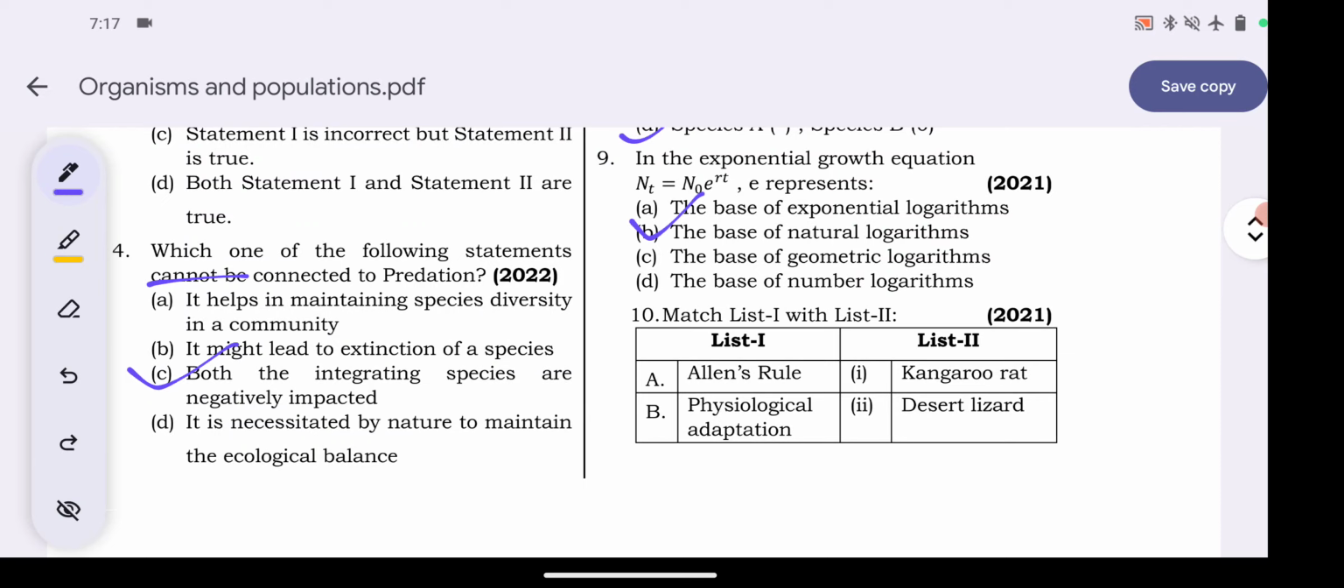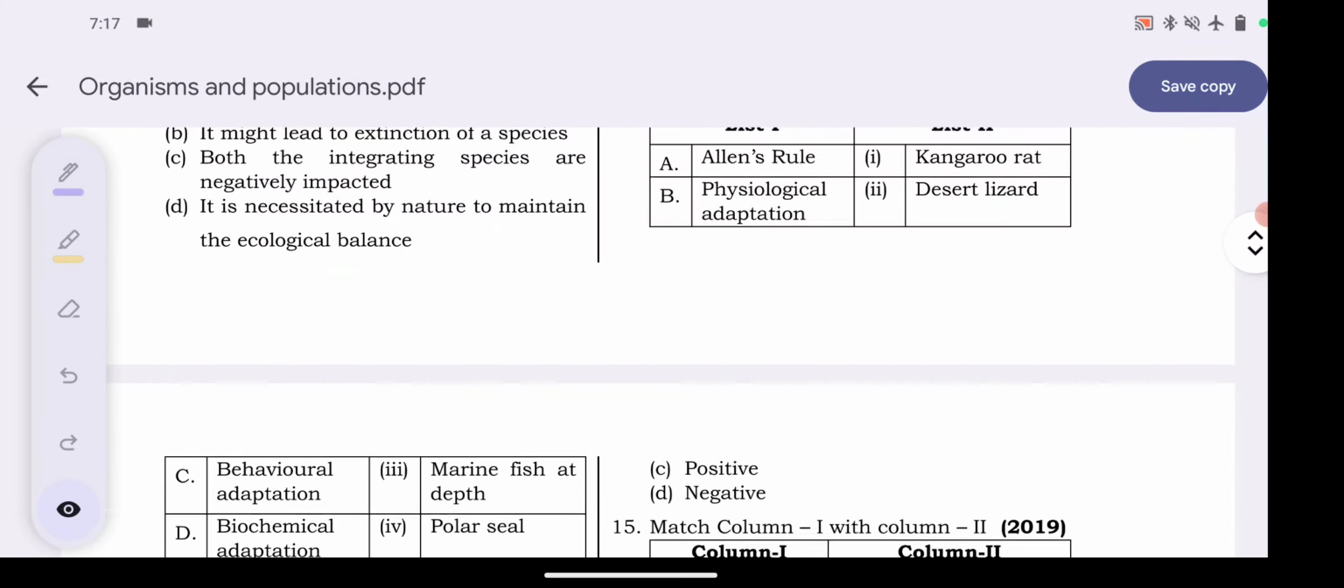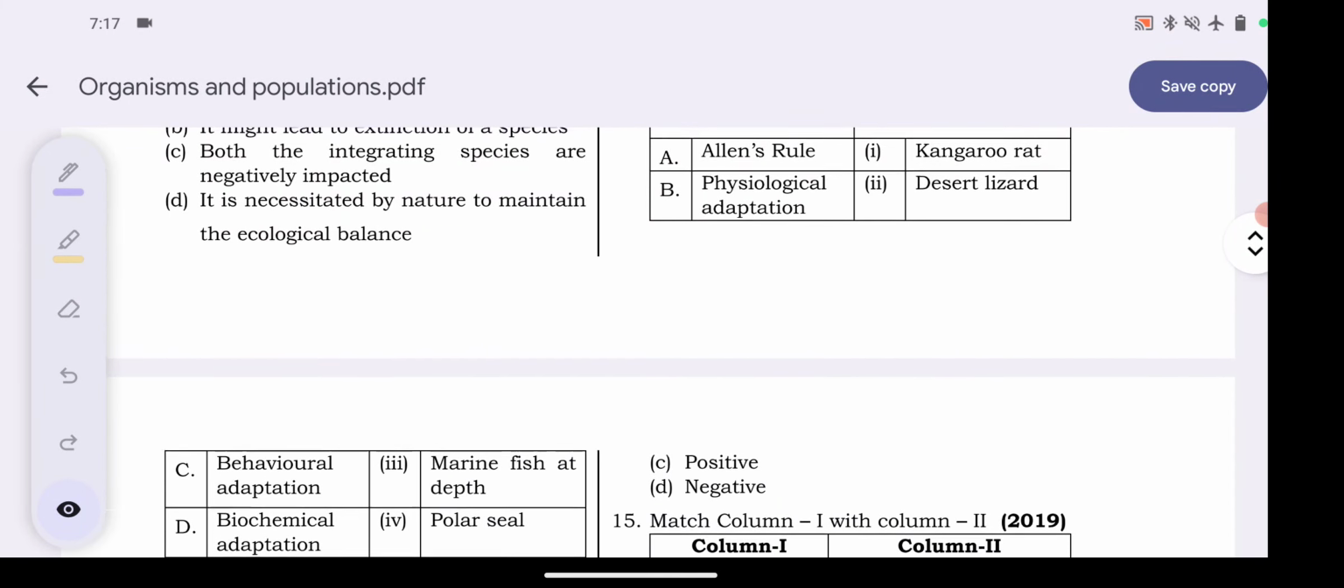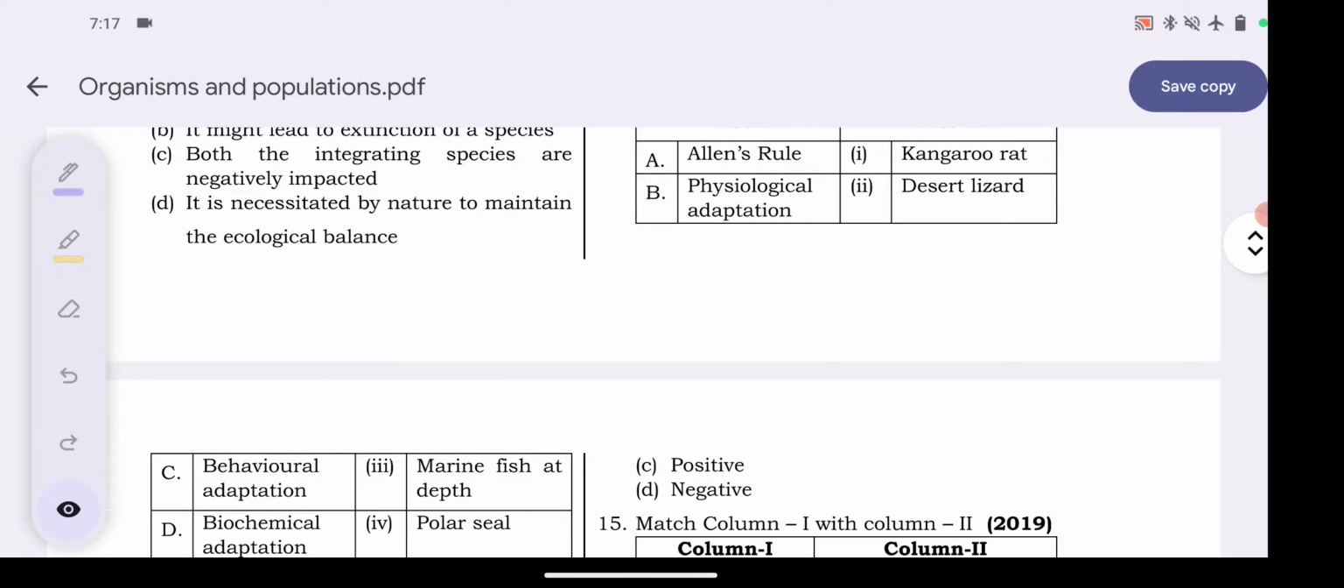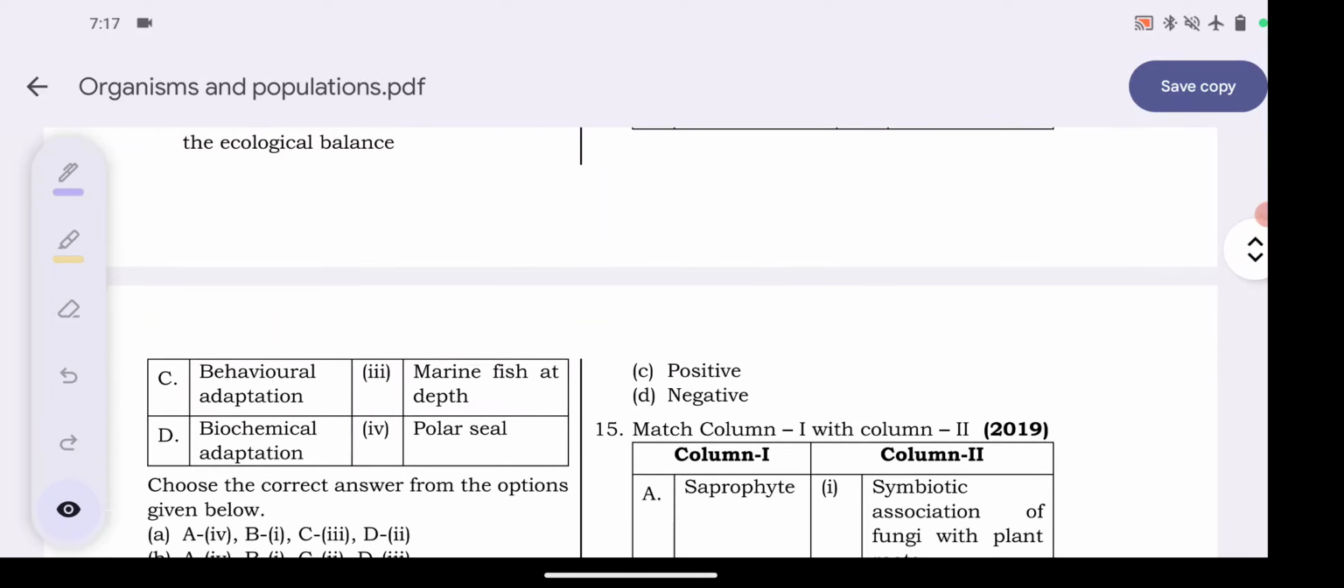Okay, so here E represents the base of natural logarithm, option B. Next is your matching. Allen's rule, physiological adaptation, behavioral adaptation, biochemical adaptation.